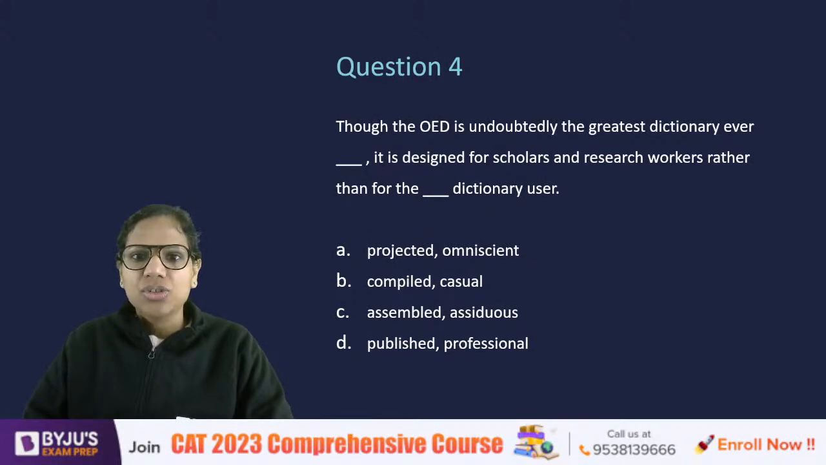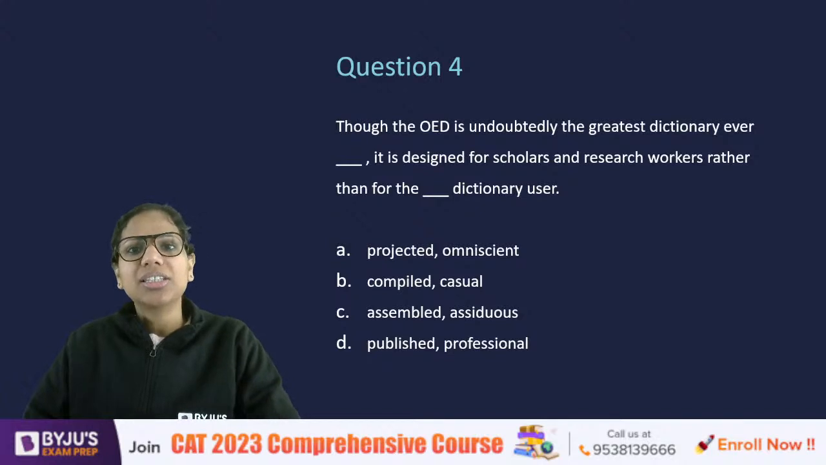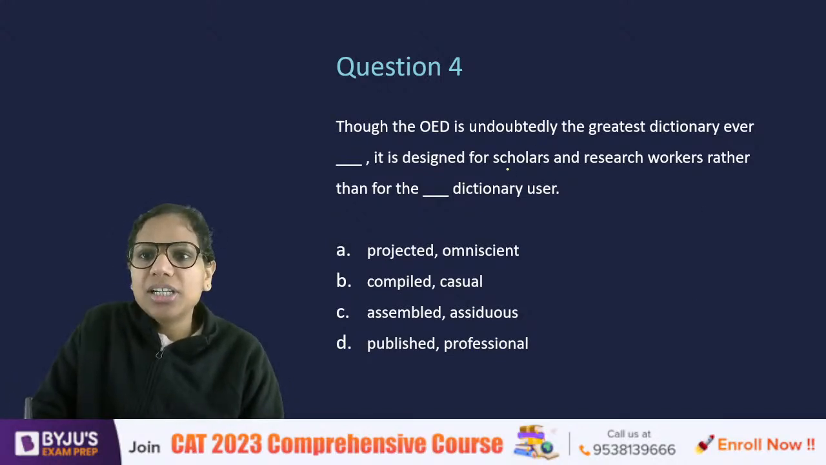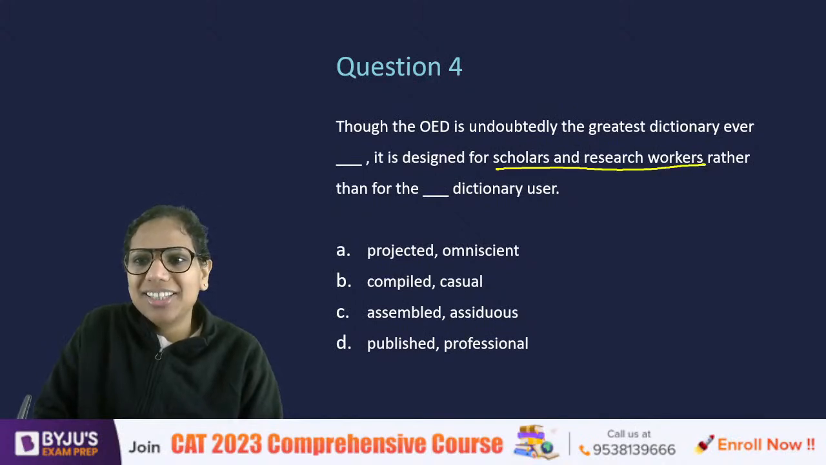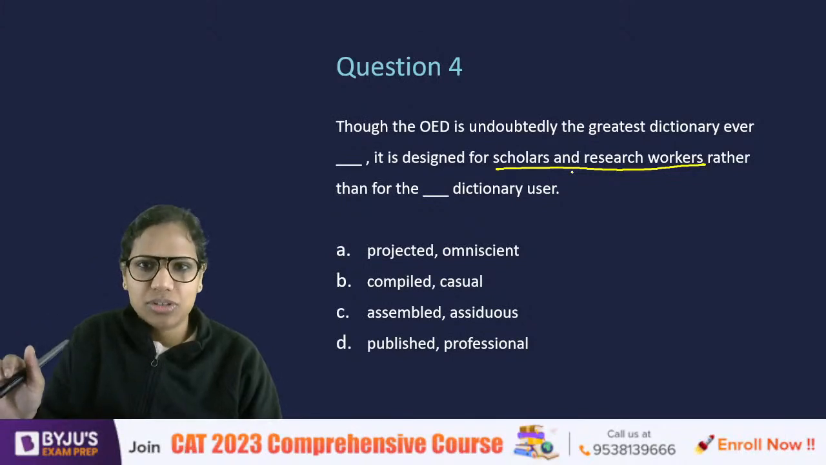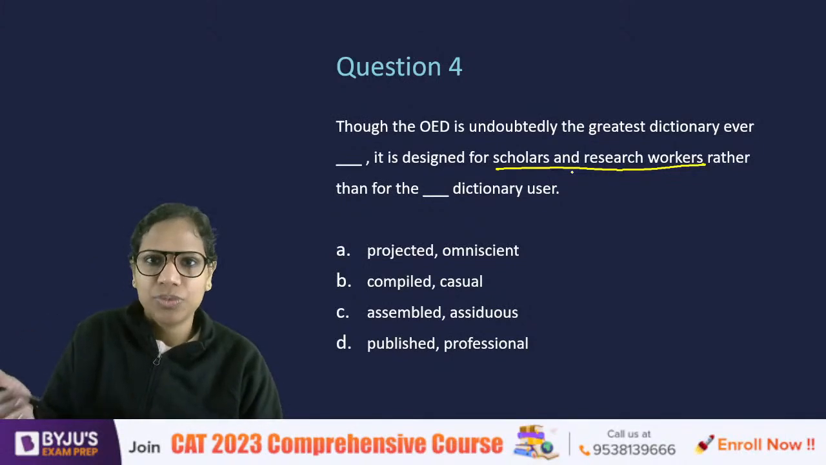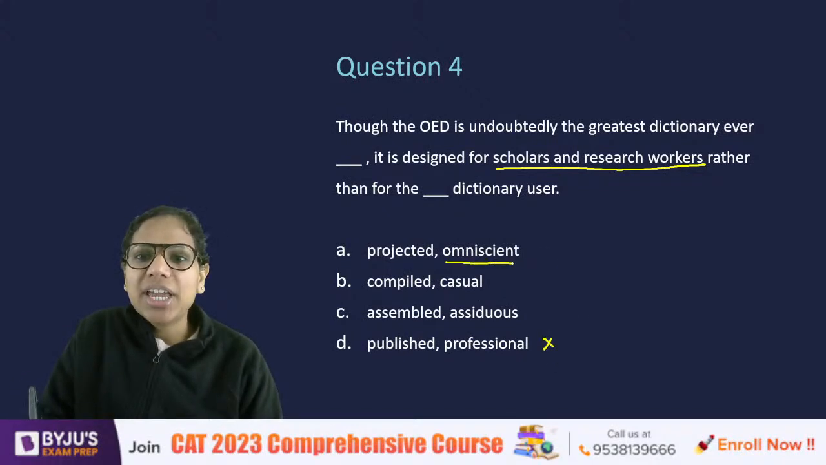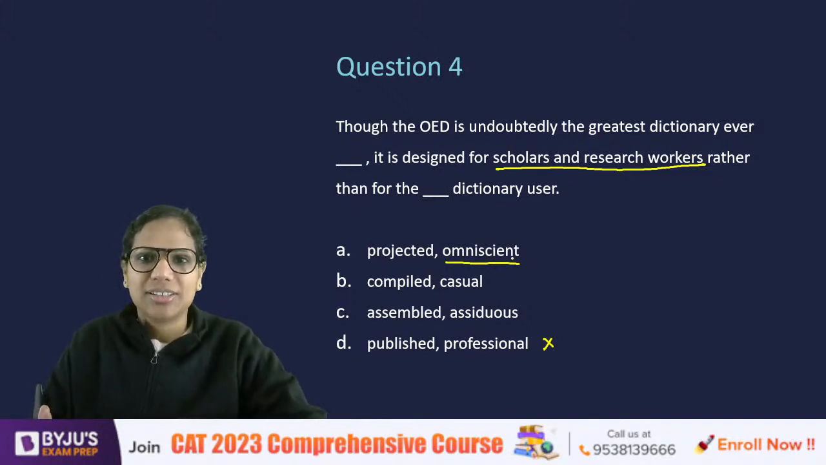Yes. So when I say it is designed for scholars and research workers rather than for the dash dictionary user, right? So scholars and research workers are the professionals, aren't they? So it is designed for those professionals rather than for the average user, right? Rather than for the lay person. That's what I want to say. So professional therefore should be eliminated. Omniscient. Yes. Who will tell me the meaning of this word? Omniscient.